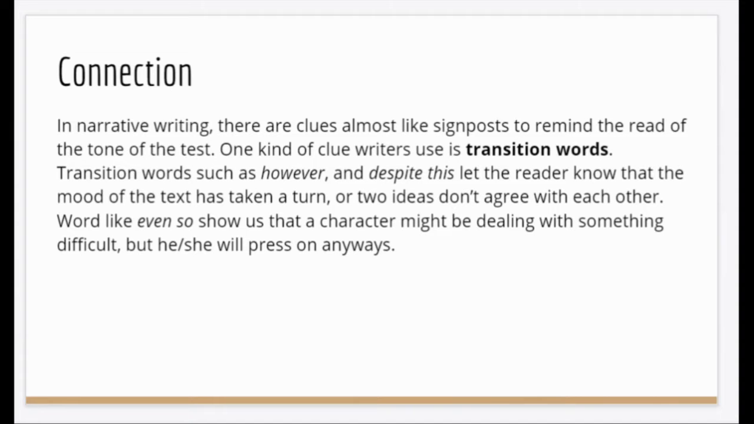So in narrative writing, there are clues, almost like signposts, to remind the reader of the tone of the text. One kind of clue writers use is transition words. Transition words such as however and despite this let the reader know that the mood of the text has taken a turn, or two ideas don't agree with each other.